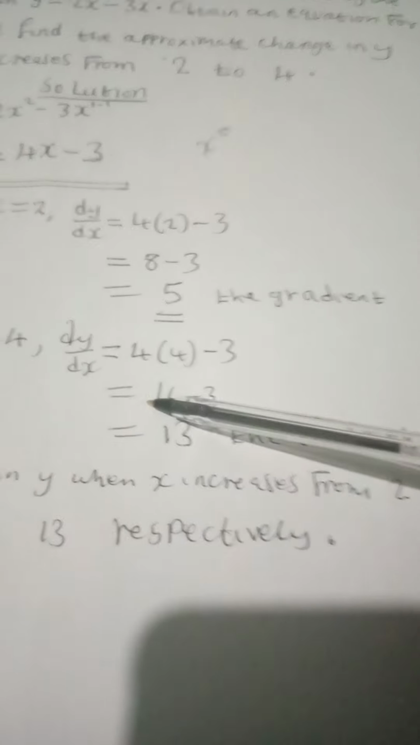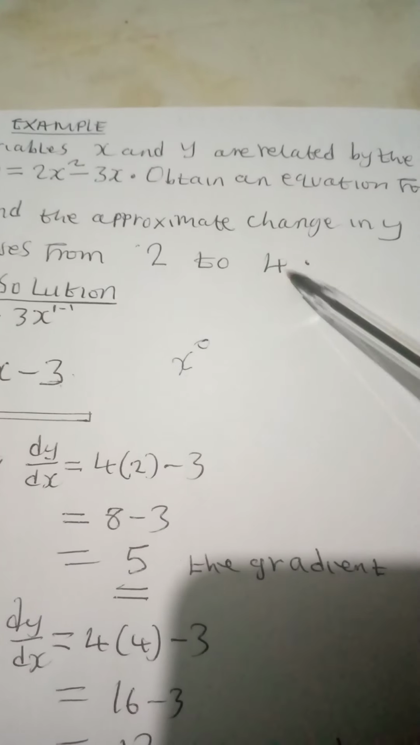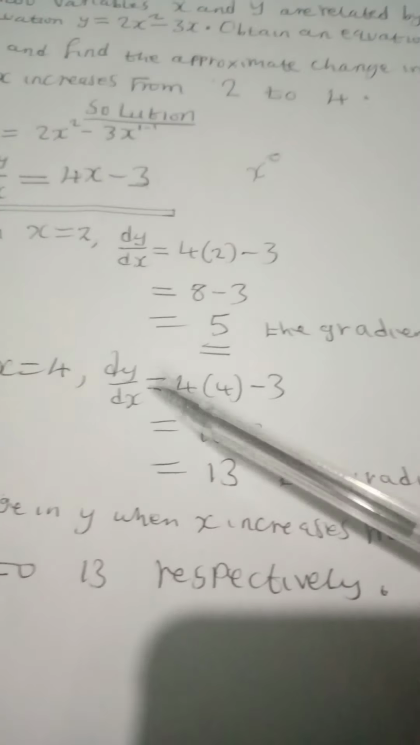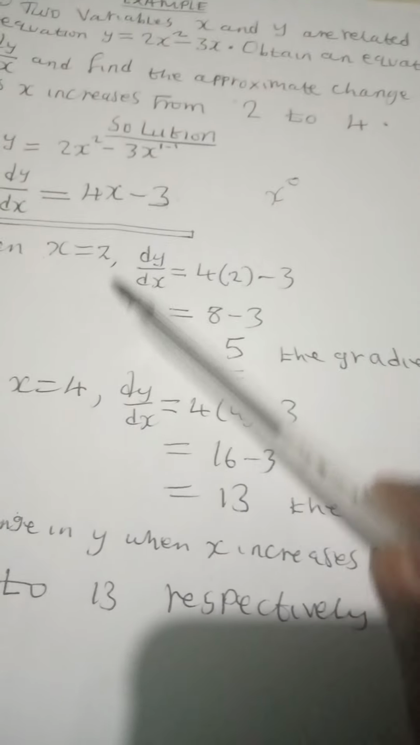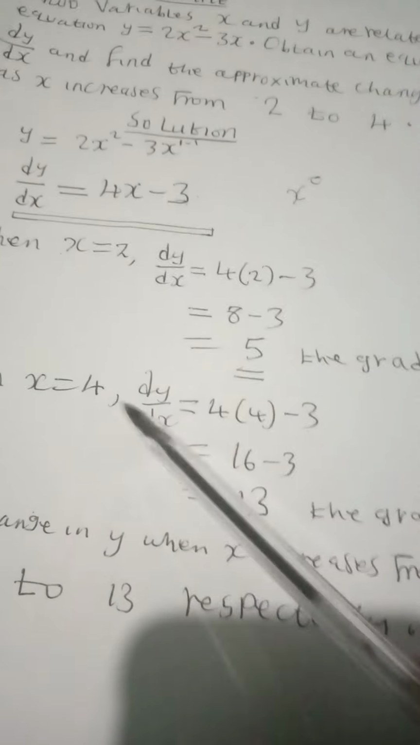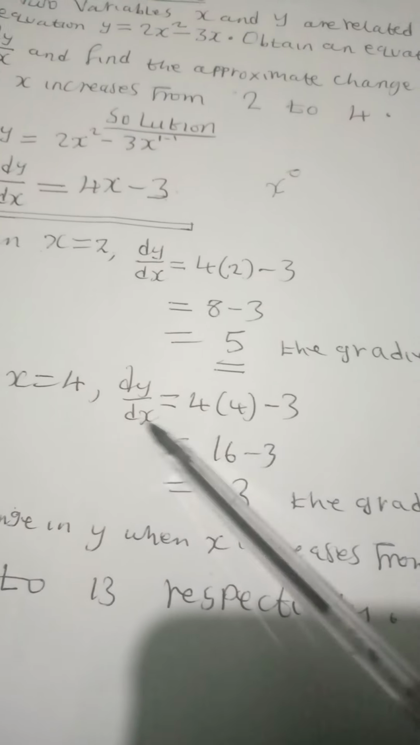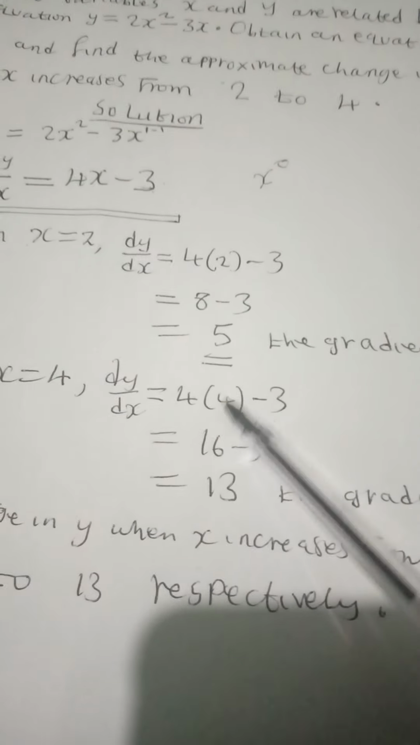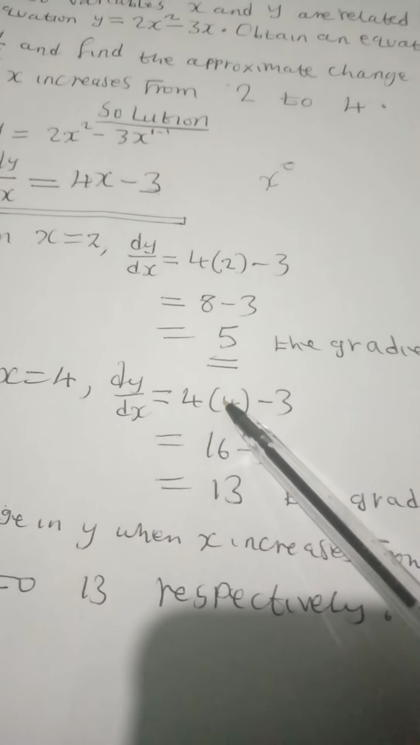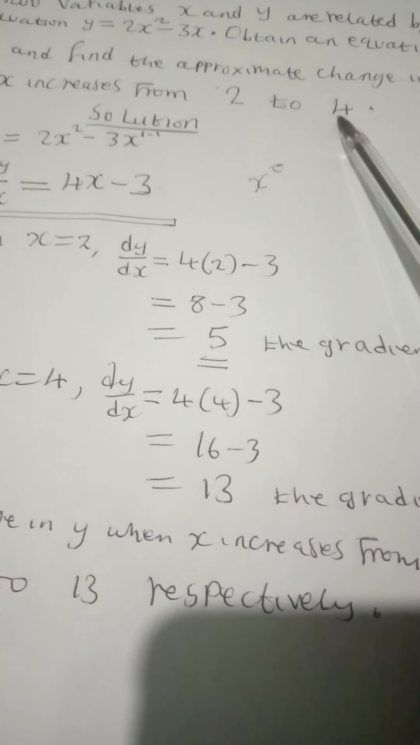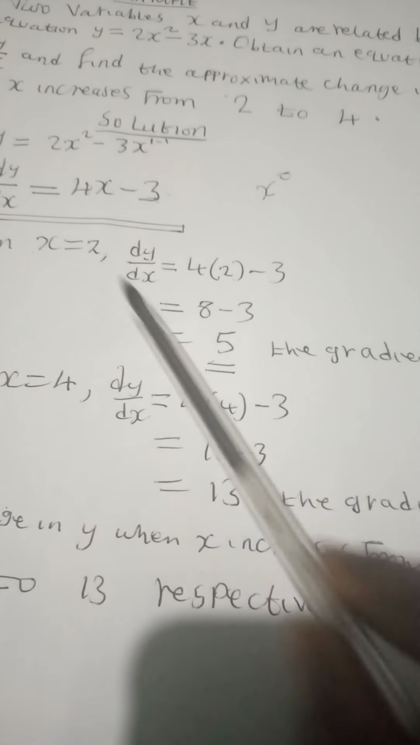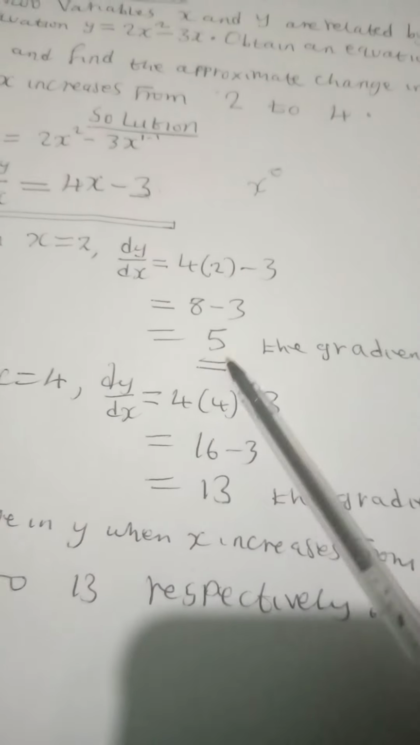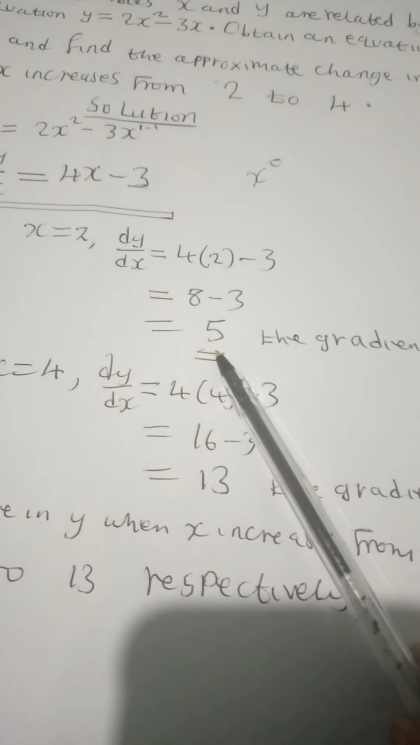Then we come here. Remember that the value of x is increasing from 2 to 4. So what will be the value of dy/dx when x is 4? Again, in your dy/dx, where there is x, you put the value of x, 4. So dy/dx equals 4 times 4 minus 3. This 4 is coming from the fact that we have been given the 4 in the question. It is increasing from 2 to 4. The value of dy/dx when x is 2, we got it. It is here, which is fine.